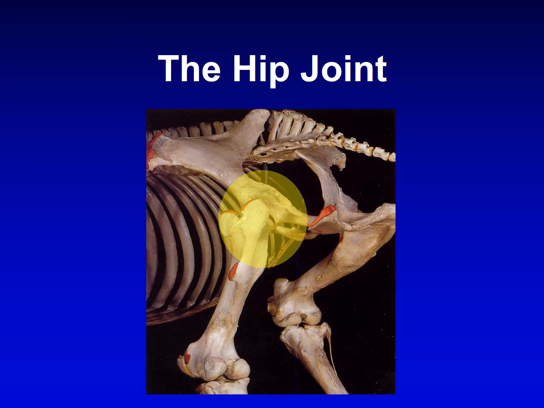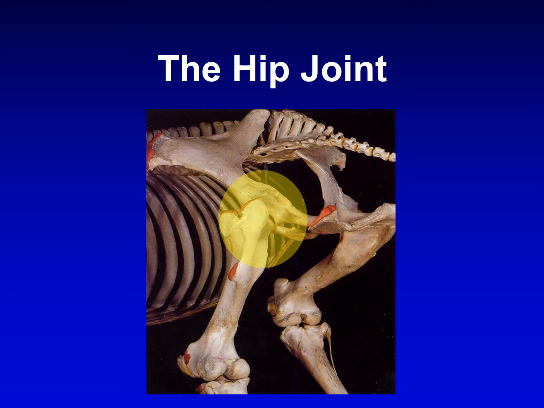Today we will talk about the hip joint. This is the hip joint, and the hip joint is an articulation between the head of the femur, right here, and the acetabulum. The head of the femur and the acetabular cup, and this is the joint itself.